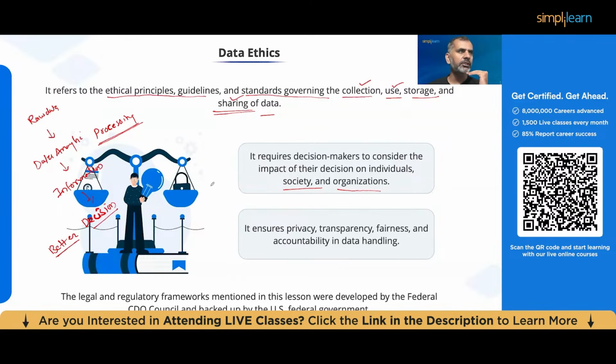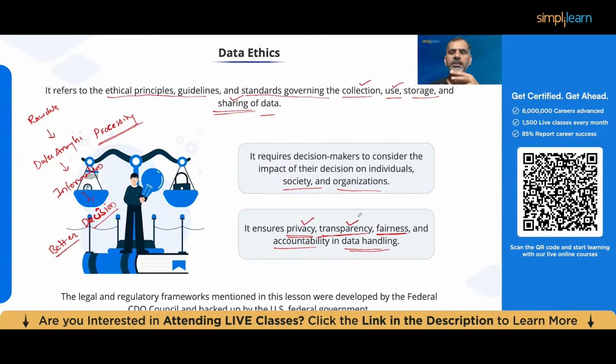ethics standards. It basically talks about ensuring the privacy of data, transparency within the data, fairness within the data, and accountability in the data handling process. When I say privacy, that means if you are collecting data, the data should be securely stored in your organization, and no unauthorized user should access that particular data.